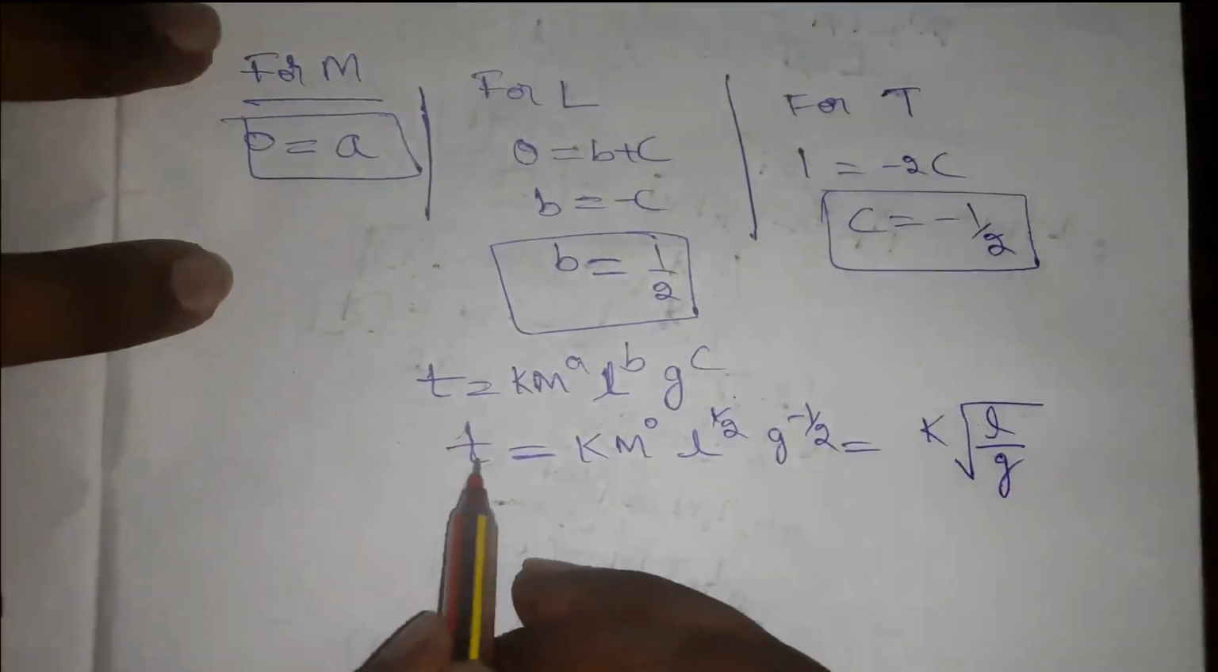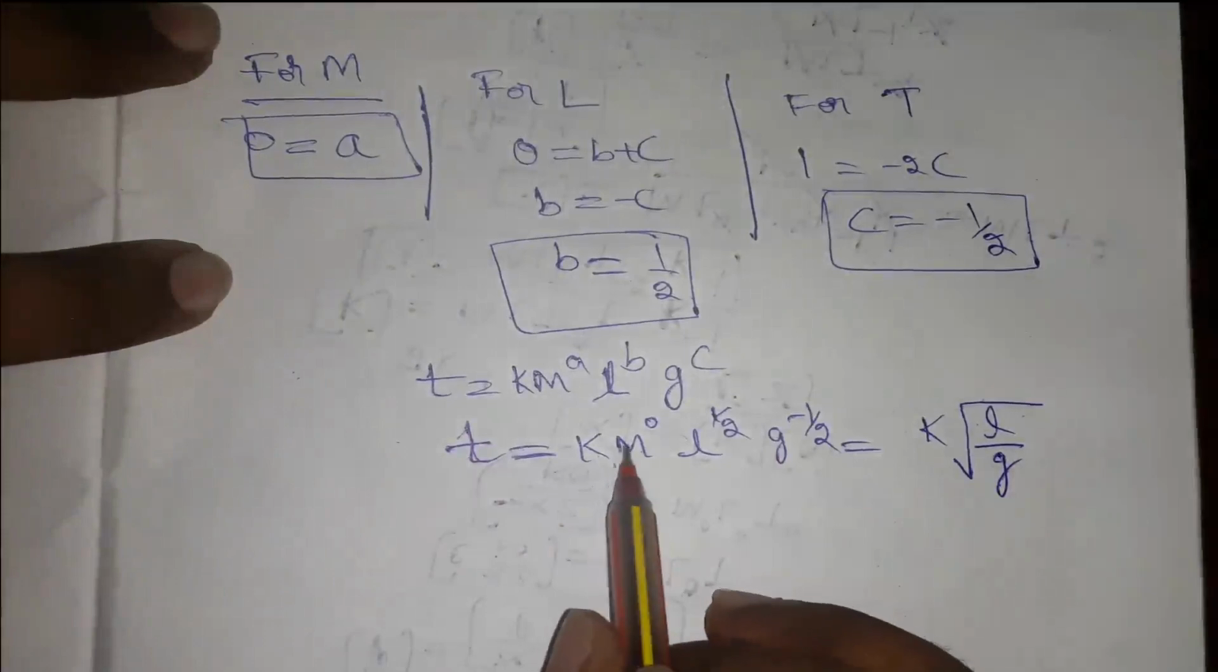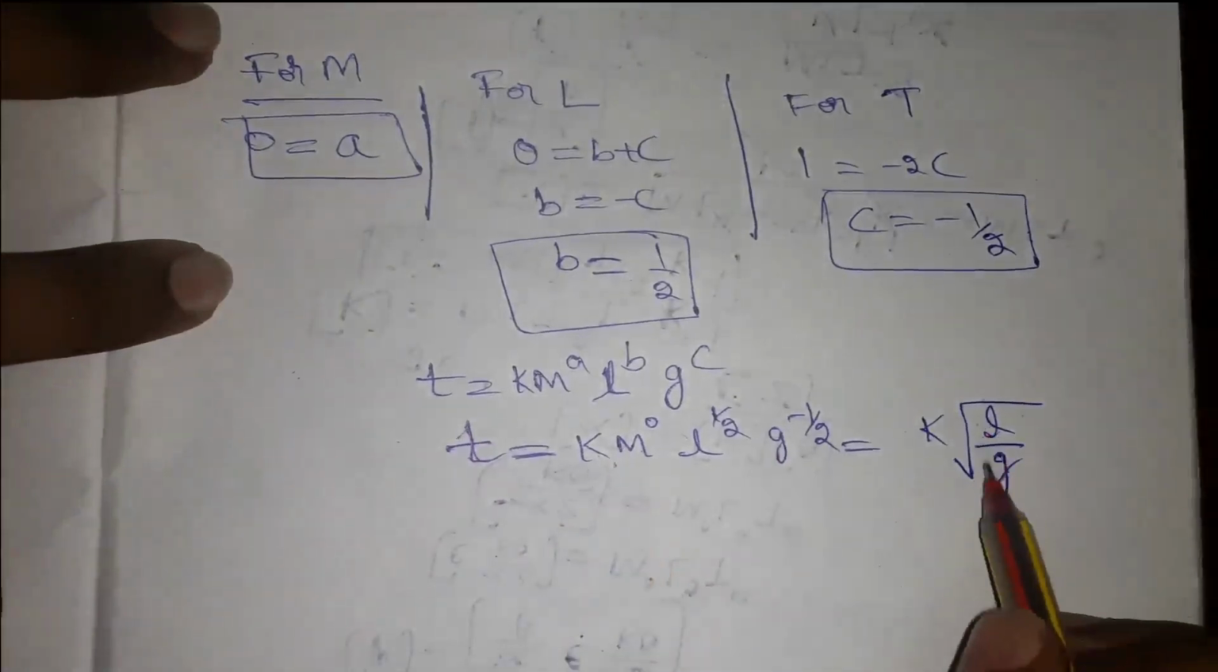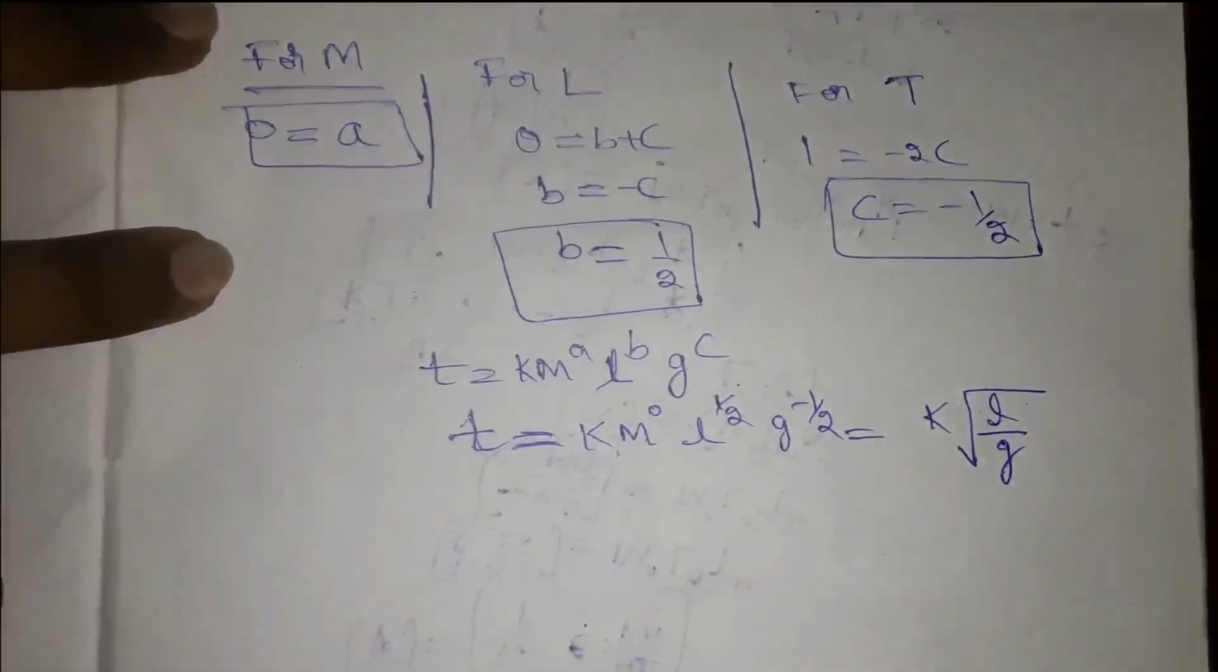So we can see here that time is independent of mass, but it is proportional to the square root of L divided by g. So let's start doing some questions. Let's take up some questions.